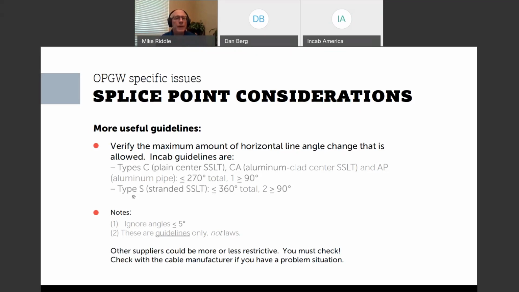For a fully stranded type cable, what we call a type S, with a stainless steel loose tube, you can go through at least 360 degrees, of which 2 can be greater than 90. When you're doing this calculation, you can ignore anything less than 5 degrees. And then as I write here, this is just a rough guideline. It should be kind of a trigger for you, in the sense of, this is a more challenging pull and you should check with the manufacturer to verify that this pull is going to be okay.